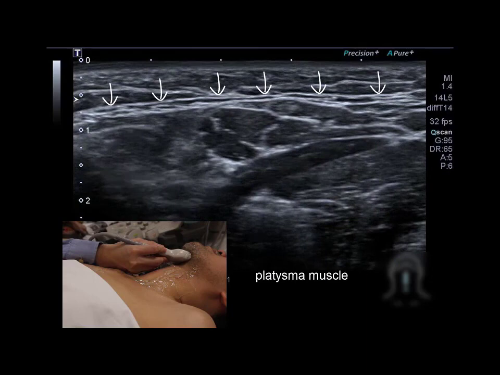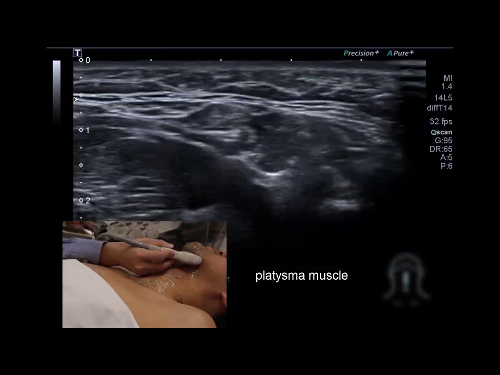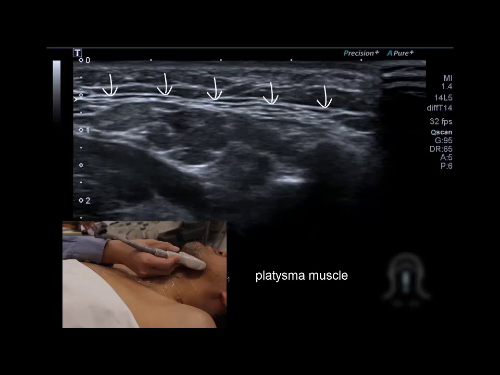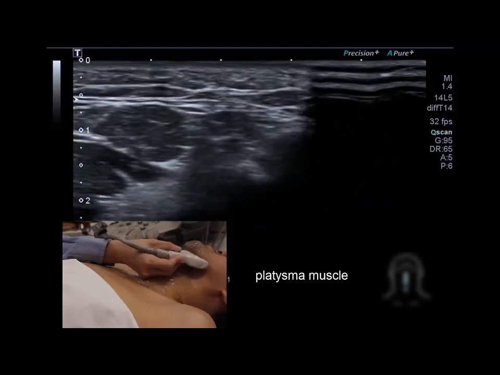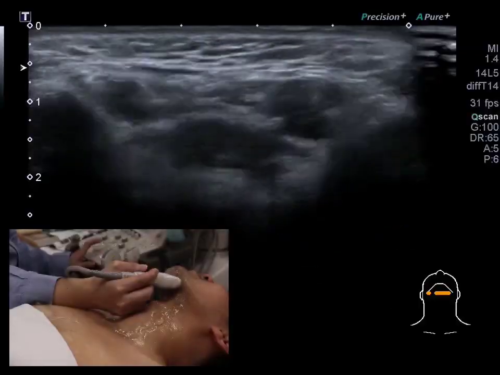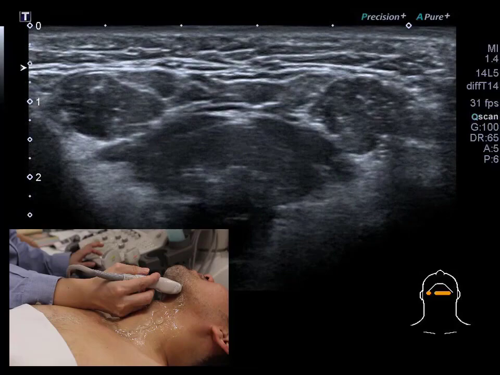It's below skin and subcutaneous tissue, and it covers almost the entire neck, from supra- and infrahyoid, like this. You can see from lateral, right side, left side, upper and lower. It's almost always covered with platysma muscles. Okay, next we're going to demonstrate the anterior belly of digastric muscle.